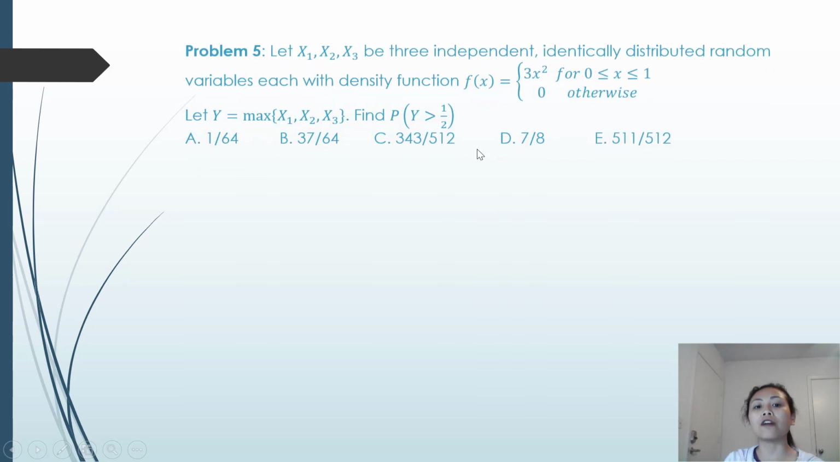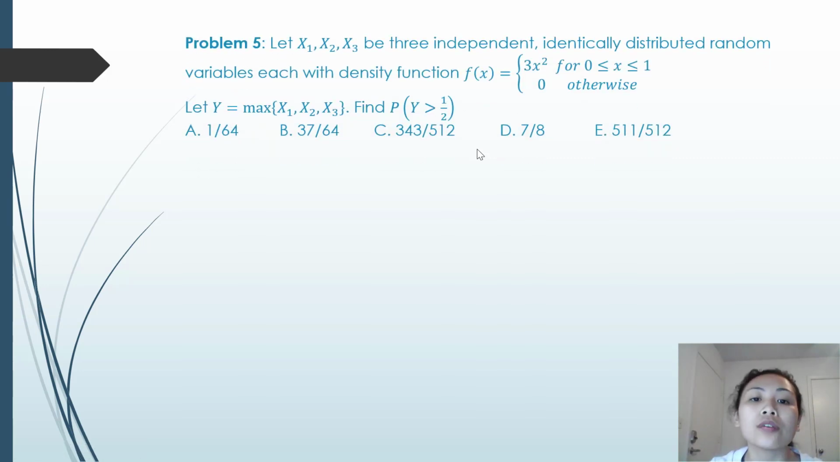Next, problem number 5. Let x1, x2, x3 be 3 independent identically distributed random variables with density function f of x. F of x here is 3x squared from 0 to 1 and 0 otherwise. Let y be the maximum of x1, x2, and x3. Find the probability that y is greater than 1/2.